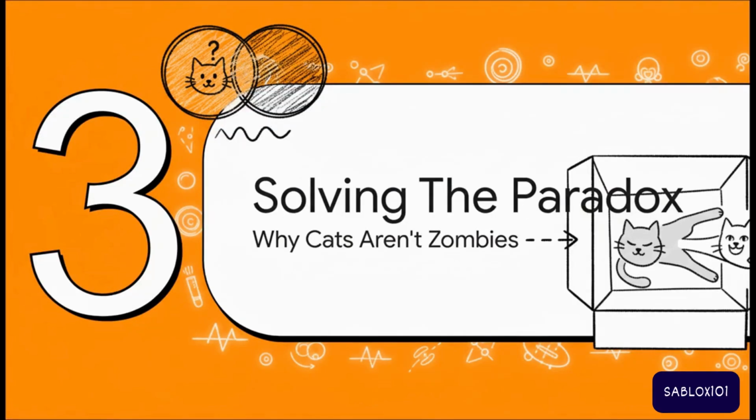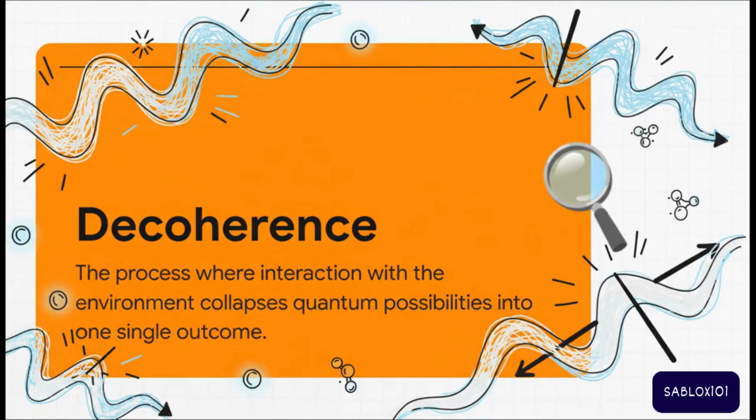So, what's the solution? If Schrödinger was wrong about the theory being flawed, how does modern physics get us out of this paradox? Why don't we see half-dead, half-alive cats walking around? Well, the answer is a process with a really cool name. It's called decoherence. And here's the simple way to think about it.